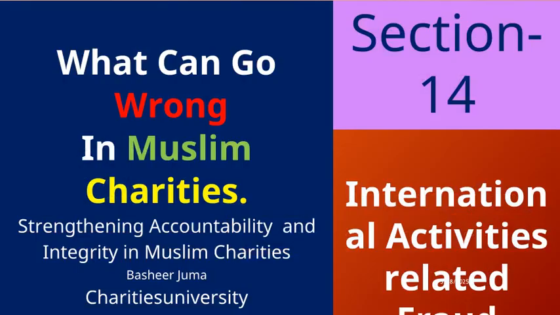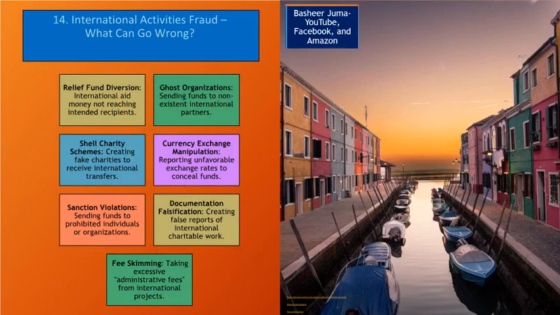Section 14: International Activities Related Fraud. What can go wrong? Relief fund diversion. International aid money not reaching intended recipients. Ghost organizations. Sending funds to non-existent international partners. Shell charity schemes. Creating fake charities to receive international transfers.